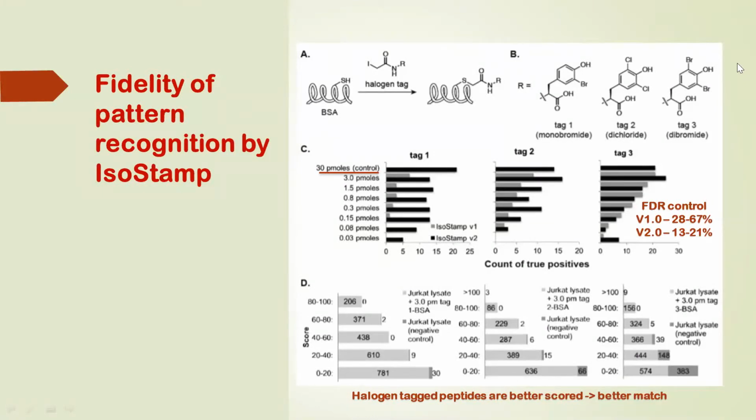The version 2's FDR rate is lower than the version 1, which shows that IsoTAG version 2 is better than the version 1. And D is the score distribution of pattern matches produced by IsoTAG version 2, searching for halogen tagged peptides in complex mixtures. Jurkat lysate with halogen tagged BSA peptides generates better score pattern match than the Jurkat lysate alone. So the halogen tagged peptides are better scored. The score is higher, this means it's a better match.